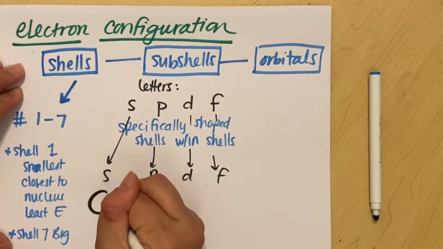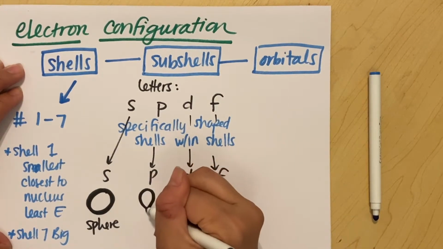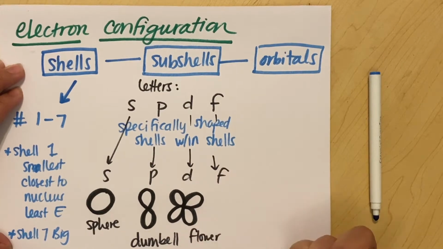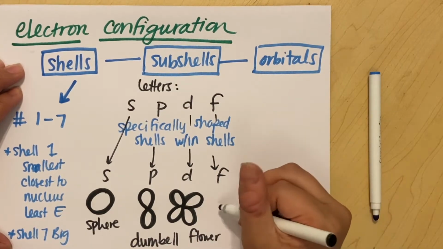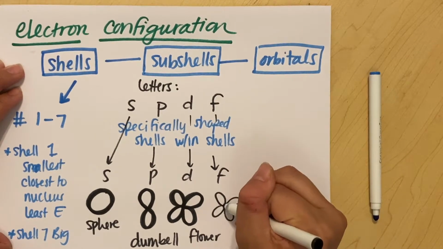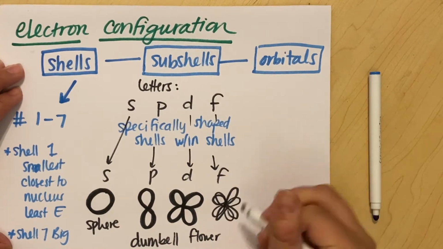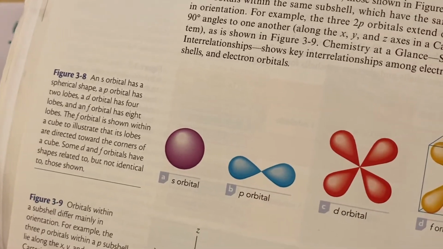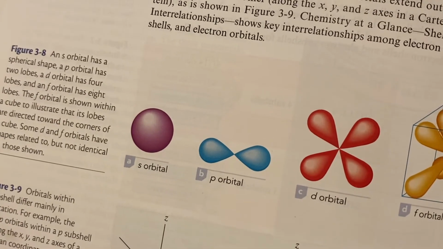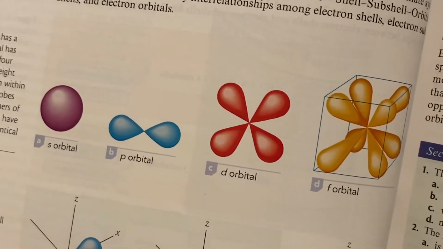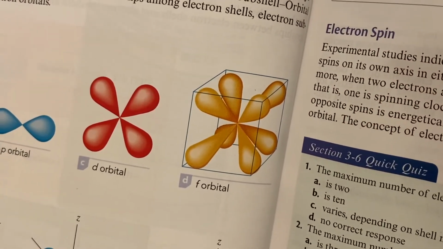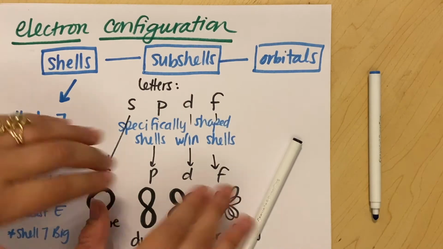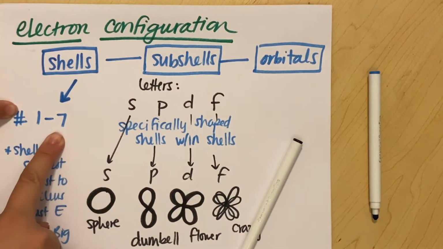S is like a sphere. P is kind of like a dumbbell. D is kind of like a flower. And F is absolutely crazy. It's 3D, and then you've got some going out in the back and up front. I don't even know what to call it, crazy. So there's your S, which is a sphere, your P, which is kind of that blue dumbbell, the D is like a flower situation, 4 petals, and your F is that crazy situation. These 4 subshells are within your big shells 1 through 7.